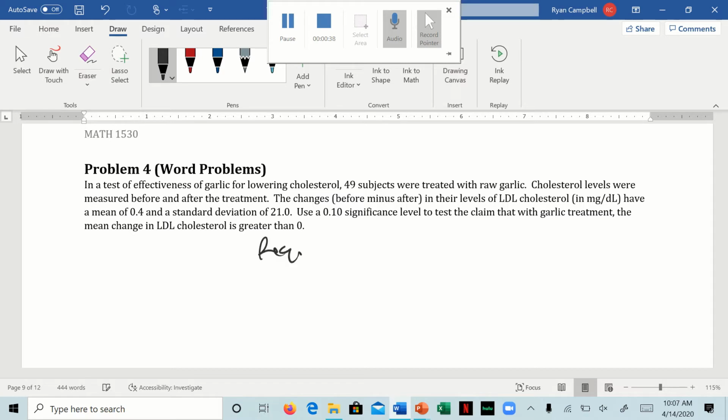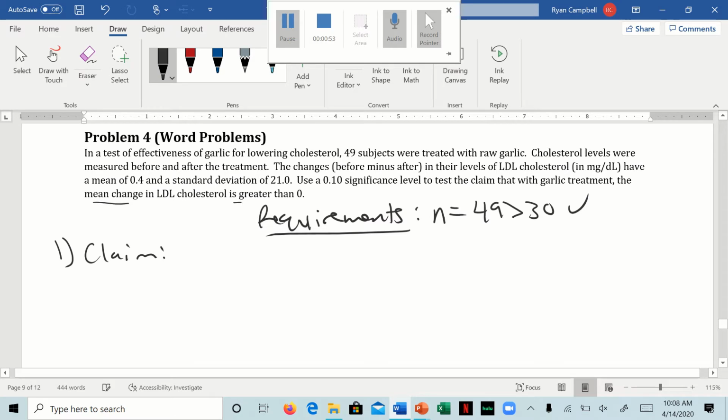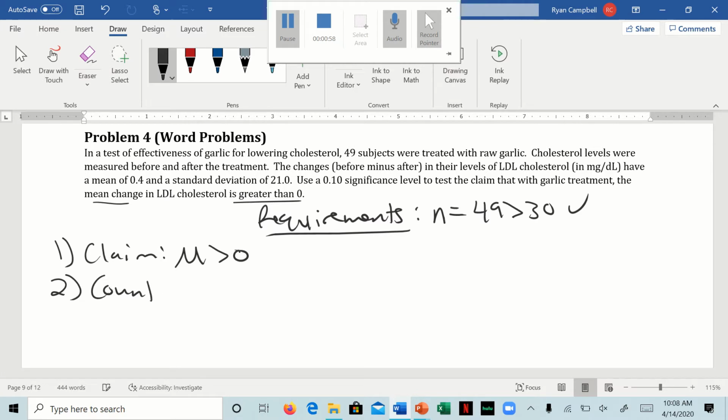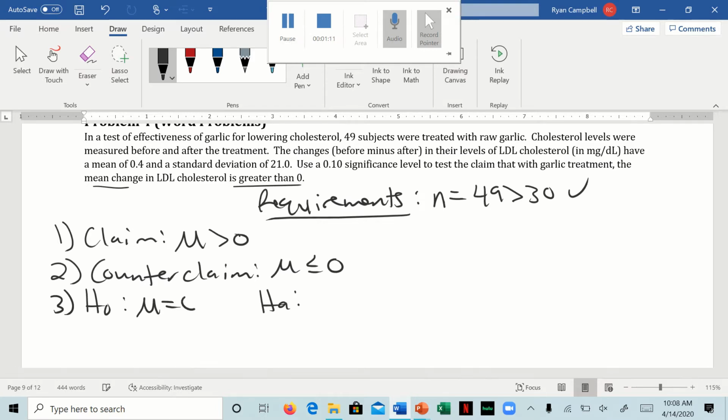So first, are our requirements met? Well, sample size is 49. That is definitely bigger than 30. We are all good. So step 1, claim. The claim is that the mean change is greater than 0. So mu is greater than 0. Step 2, counterclaim. Mu is less than or equal to 0. Step 3, find your H naught and your HA. H naught is equal to 0 because it's always equal. HA is going to be greater than 0.